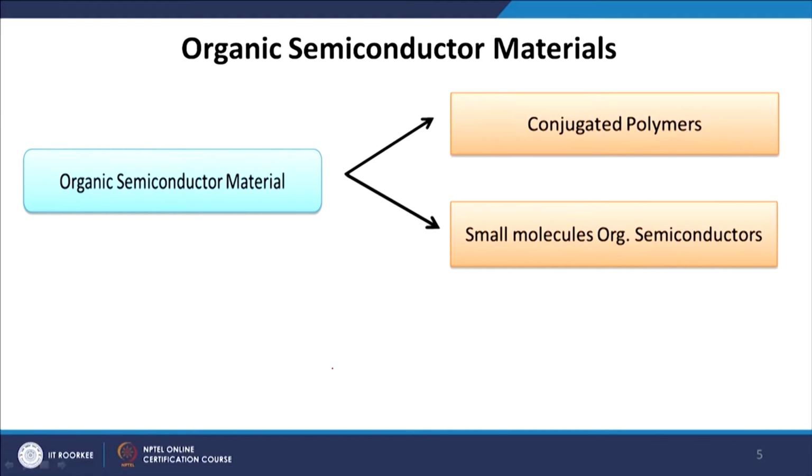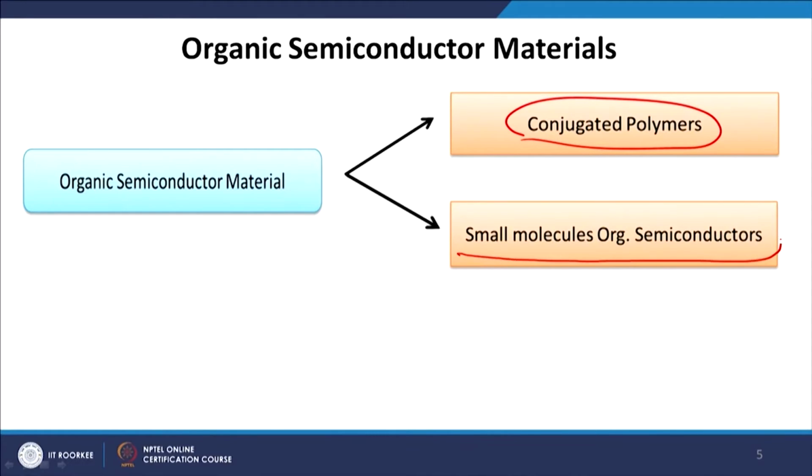Now, we can broadly classify the organic semiconductors into 2 different categories. First is the conjugated polymers. Conjugated polymers are a class of polymers which show alternating single bonds and double bonds in their backbone, and because of this kind of structure they can conduct electricity. Second is the small molecule organic semiconductors. Here the molecular weight of the organic semiconductor is small in comparison to the conjugated polymers. We will discuss these 2 different types of organic semiconductors in our lecture today.